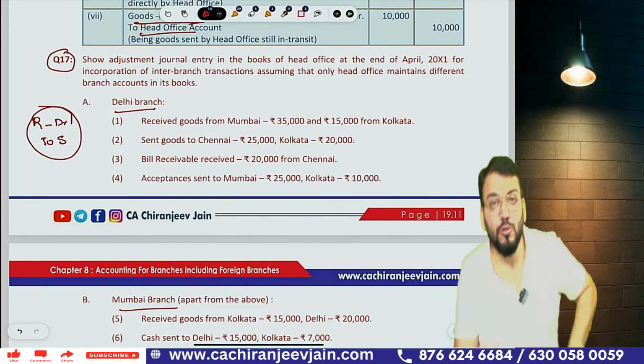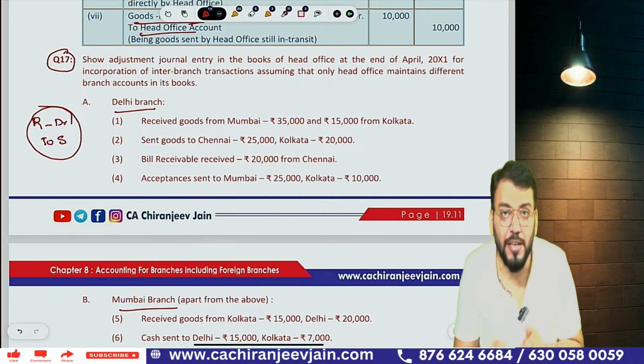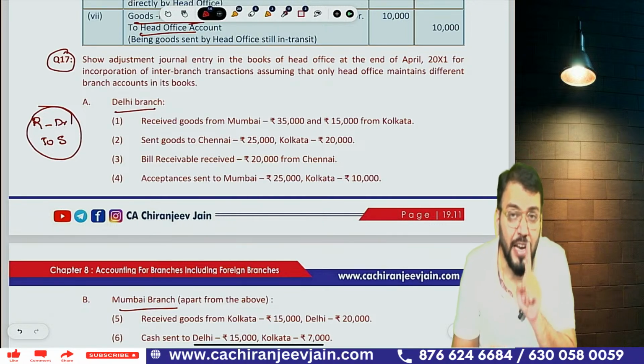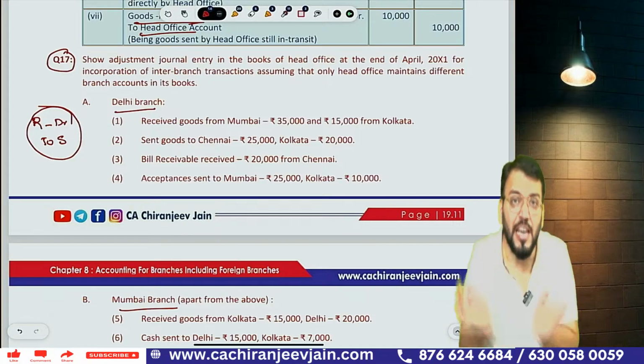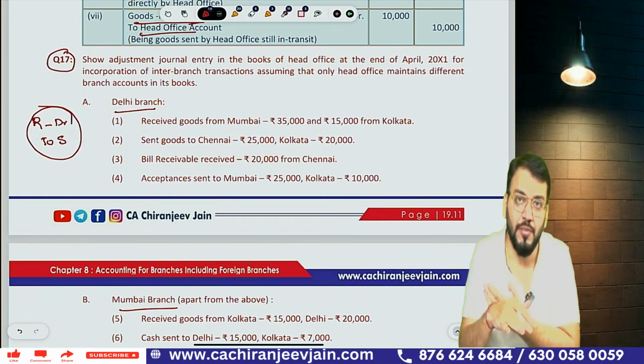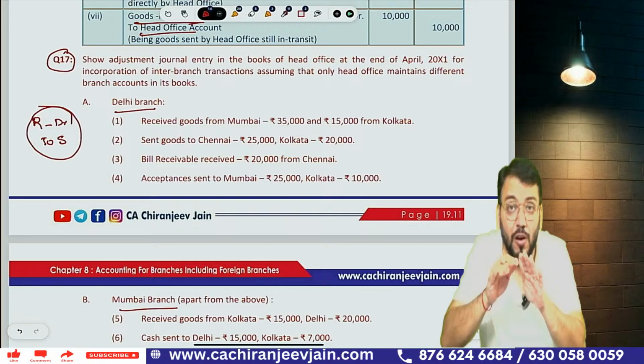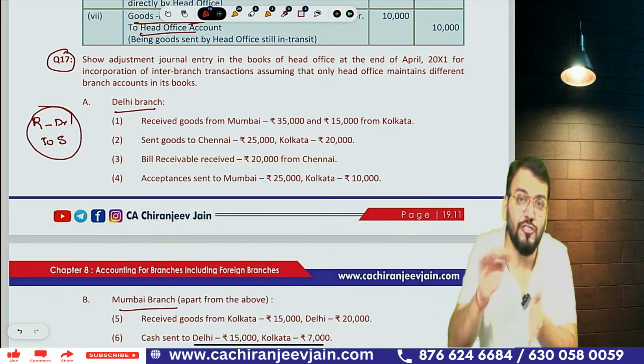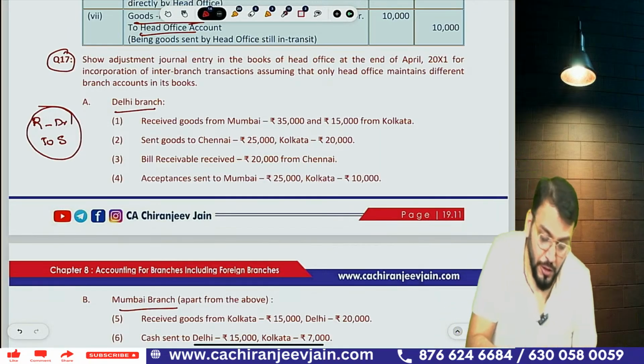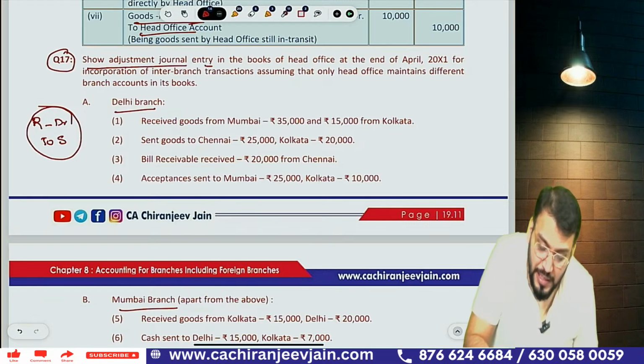Correct? So with this rule, we'll prepare one reconciliation statement to pass only one journal entry in the books of head office for all the transactions between all the branches, for all the transactions from one branch to another branch. Let me show you. So, the adjustment journal entry in the books of head office.